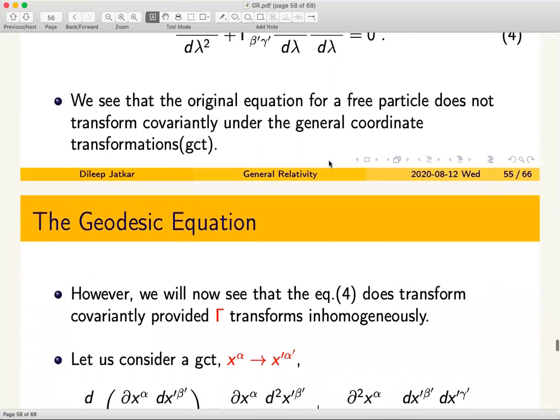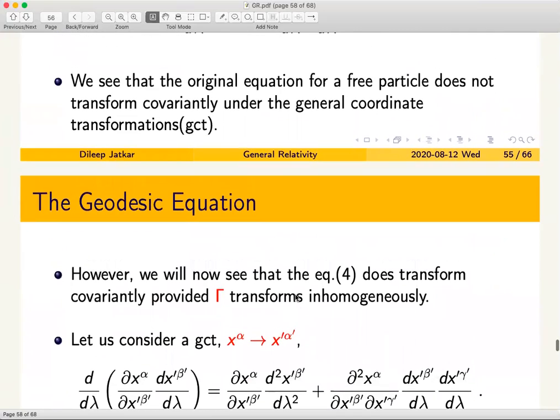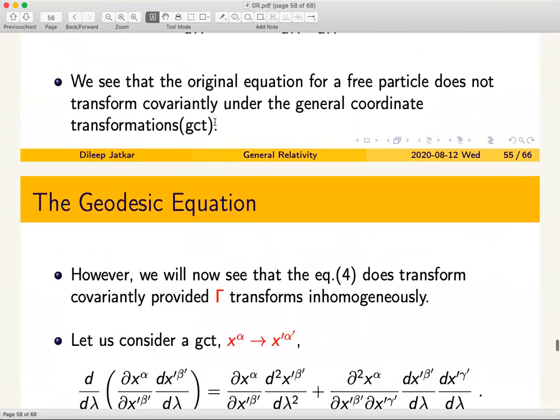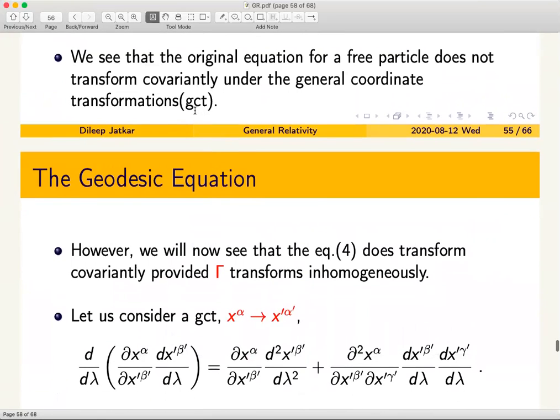And consider a coordinate transformation from unprimed variable to primed variable again. From now on, I'm just going to use GCT to describe general coordinate transformations. I hope that is okay with you. It just takes too much time to type general coordinate transformations. I'm sorry for that.